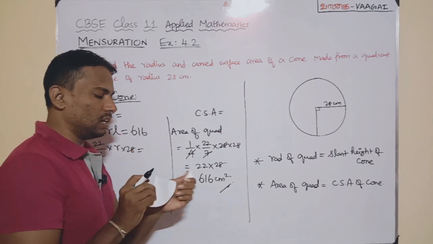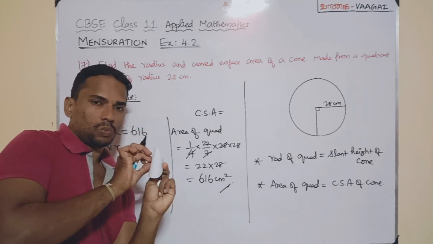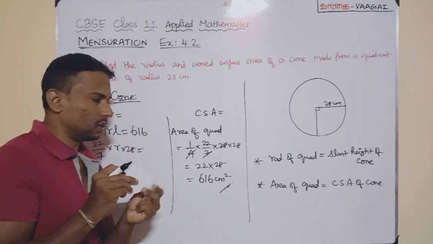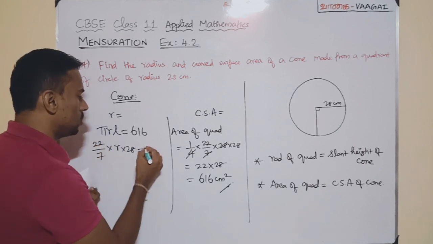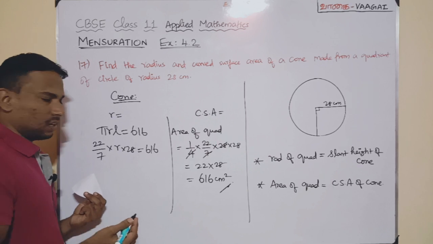Why? Because this l is nothing but this l. When I fold it, I am forming this l. That was originally the radius of the quadrant, that is 28. So I am noting it. So this is equal to 616. Now when I solve this, we can easily get the value of r.